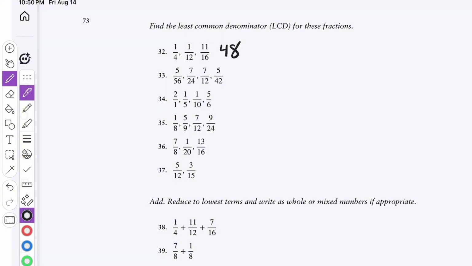All right. Let's look at 34. So what number can 6, 10, 5, and 1 all go into? And that would be 30.